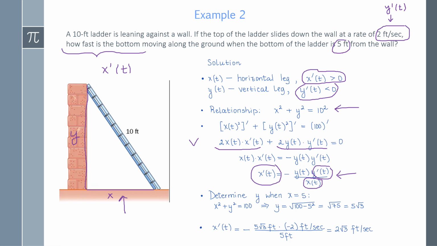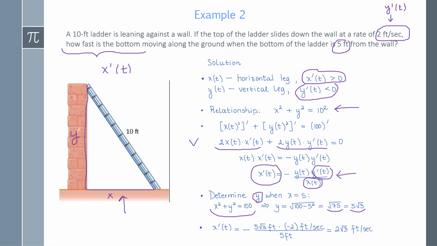I need to determine what is y when x is equal to 5, and we can do that by applying this formula, because remember, the length of the ladder doesn't change at all. It's always going to be 10. Okay, so if x is equal to 5, then y can be computed using the Pythagorean theorem. So we have the square root of 100 minus 5 squared, so that's the square root of 75, and we can simplify it as 5 root 3. So now we have all of the values that we need in order to plug into that formula.